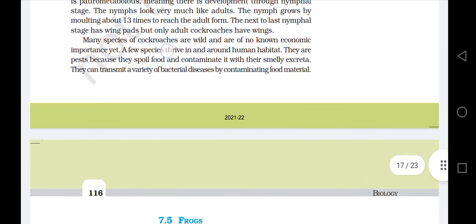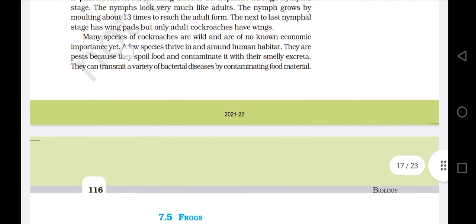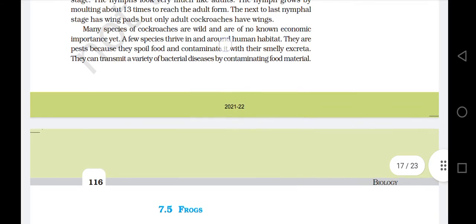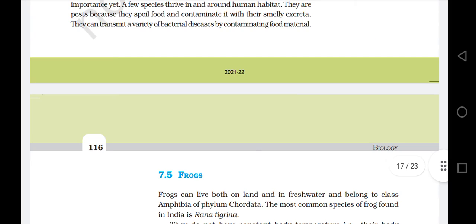Many species of cockroaches are wild and are of no known economic importance. A few species thrive in and around human habitats. They are pests because they spoil food and contaminate it. With their smelly excreta, they can transmit a variety of bacterial diseases by contaminating food materials.